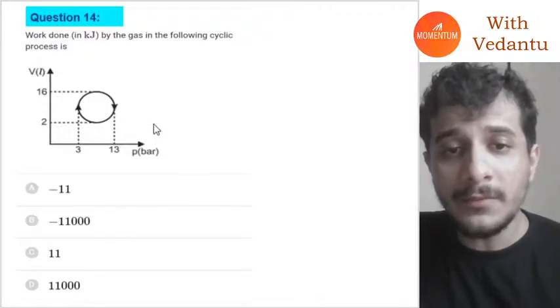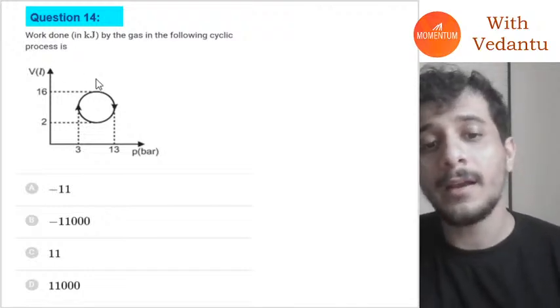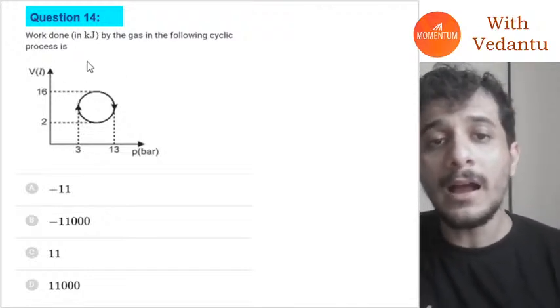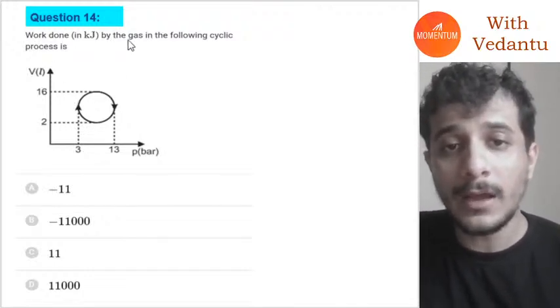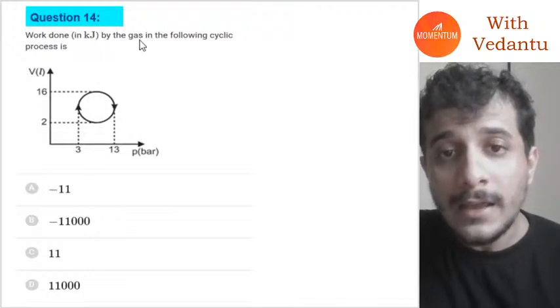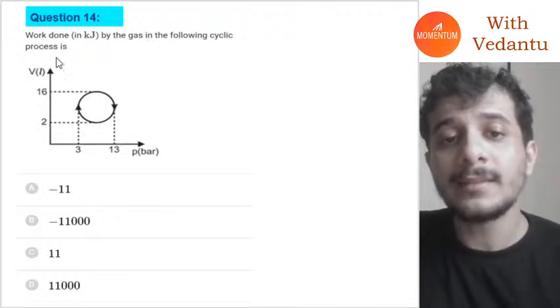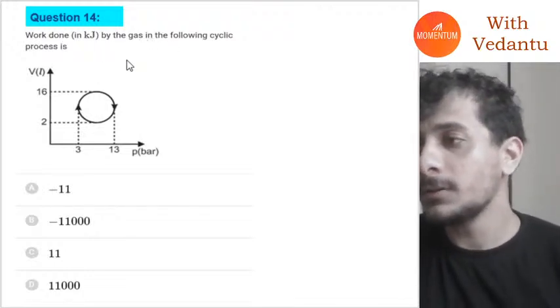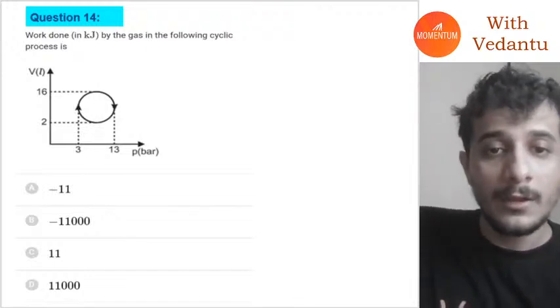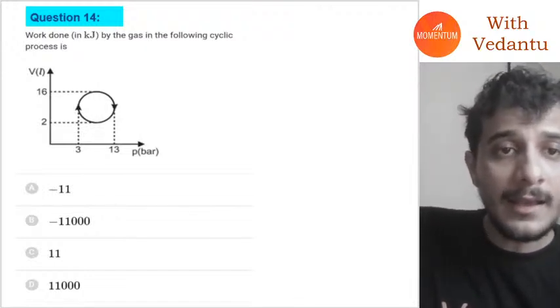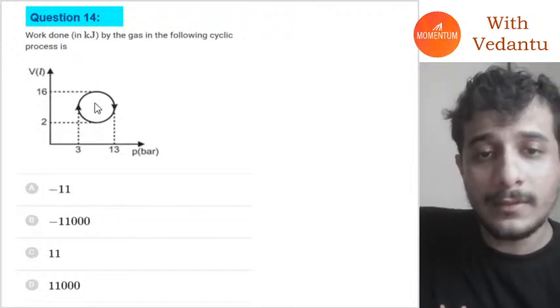Okay, next question. I have a V versus P graph here, guys. I have to calculate the work done by the gas in this cyclic process. Now, guys, this is an ellipse.